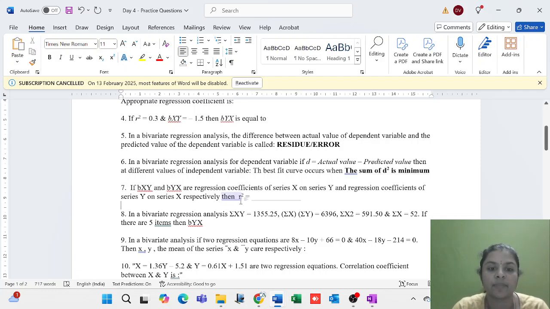Next, bxy and byx are regression coefficients and r square. What is the formula for r square? R square is equal to bxy into byx.